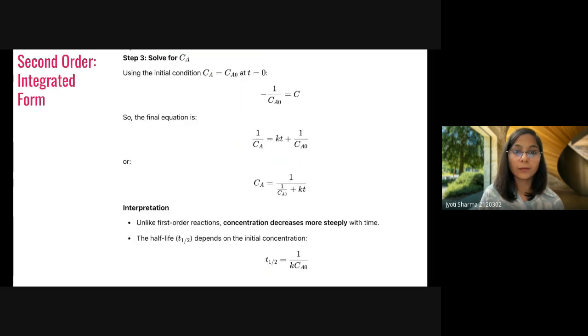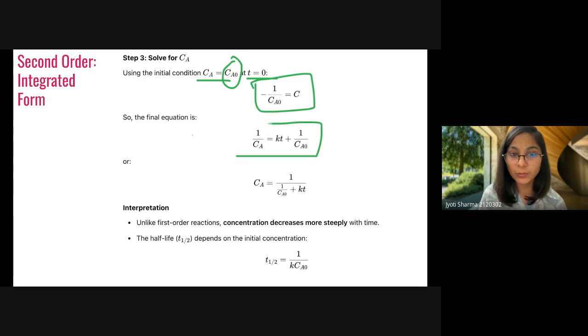Then again, we are here at time equal to 0. Here CA is equal to CA0. This is the initial concentration of the reactant. Based on that, we will have this one from this equation. Then we will put it into the last page equation, then we will get this one. And this was the question.